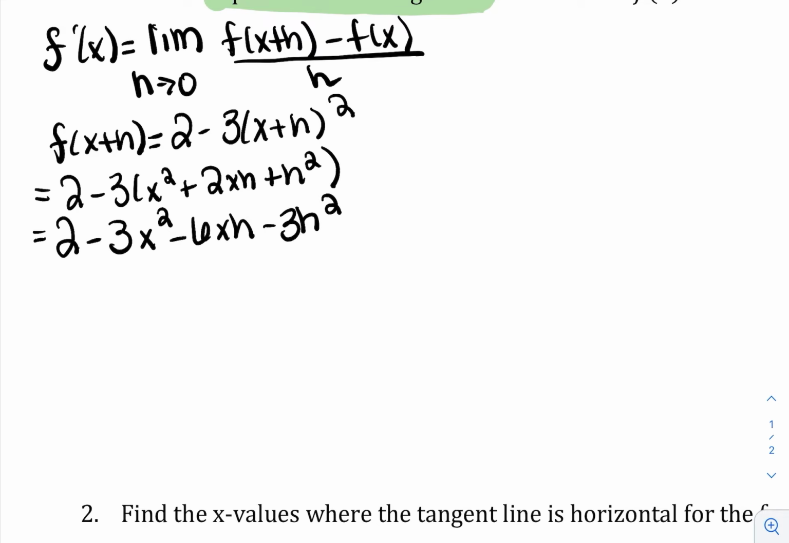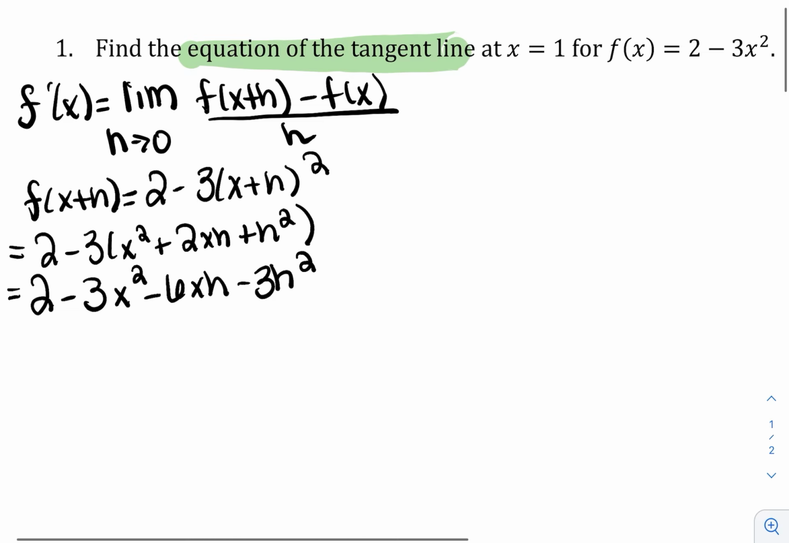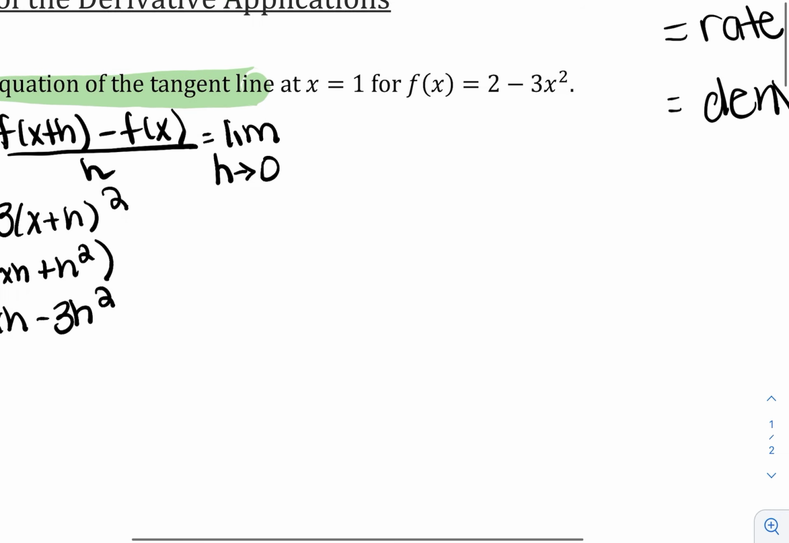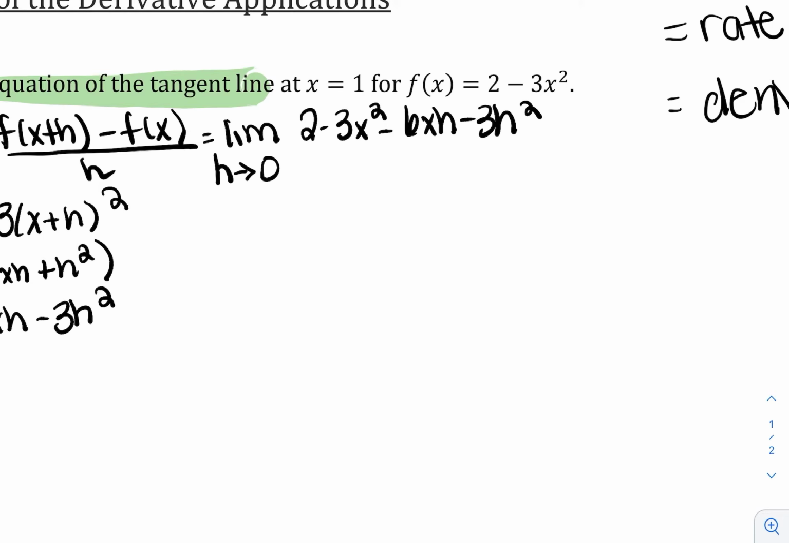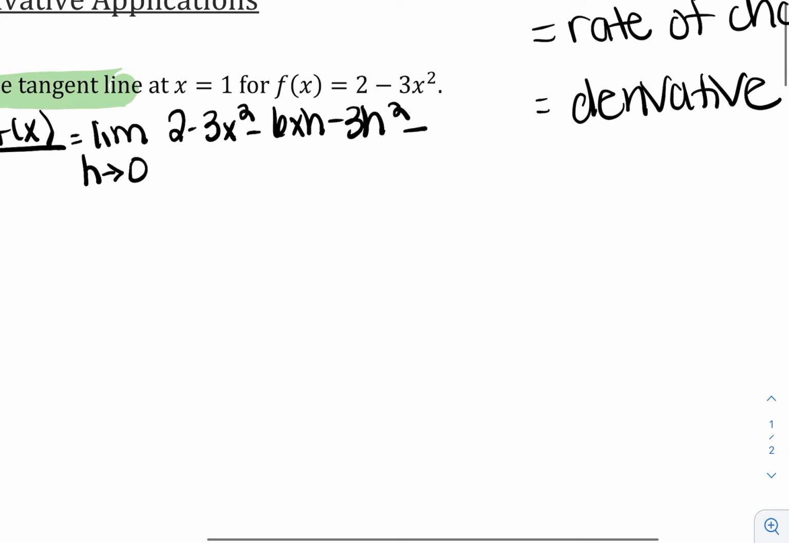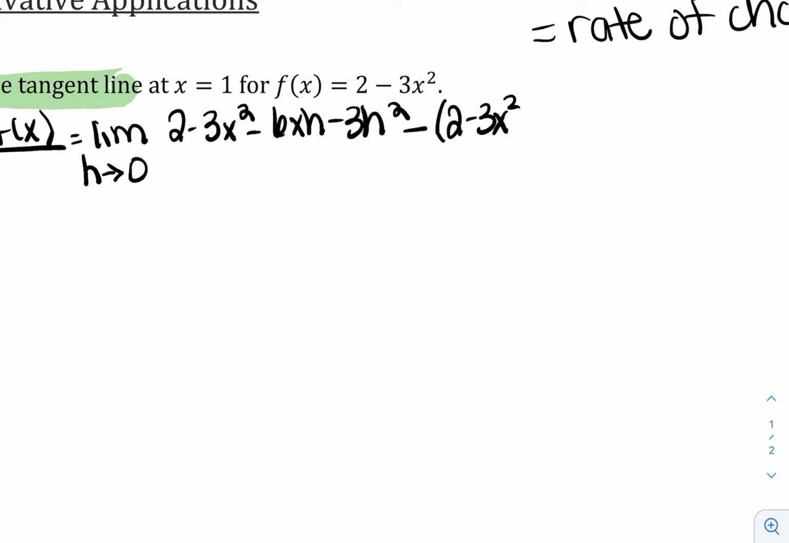So now you can put that into the formula. So I have the limit. It's going to be 2 minus 3x squared minus 6xh minus 3h squared. And then minus, and I'm going to put in my f of x. And don't forget about your minus here, okay? When you're putting in parentheses. And this is all over h.